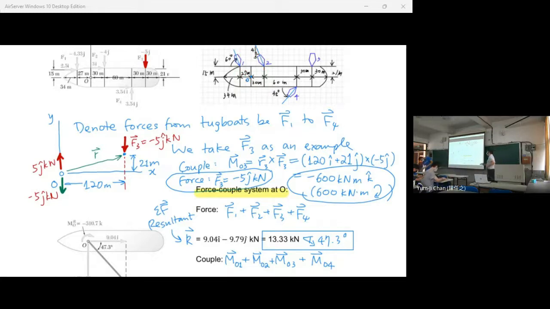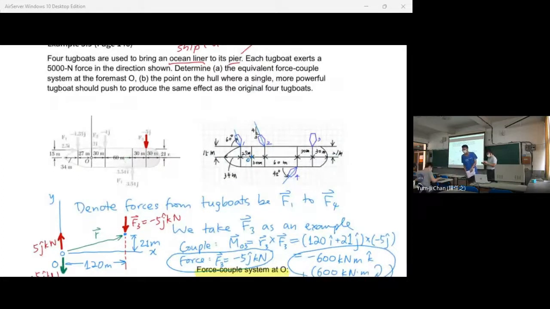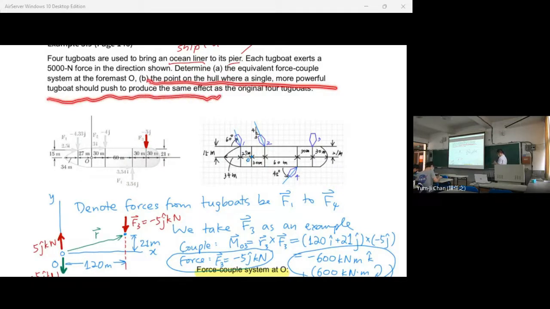Now, the question of part B asks us to determine the point on the hull where a single more powerful tugboat should push to produce the same effect as the original four tugboats. A tugboat can push a force onto the big ocean liner, but it cannot provide a couple. It can only give a force. It cannot give a moment.